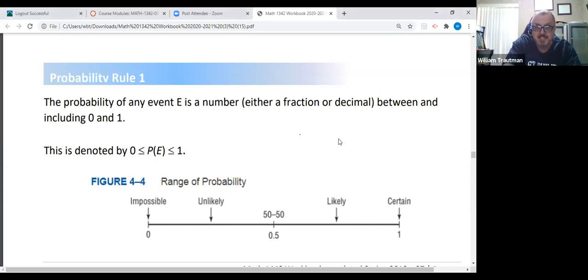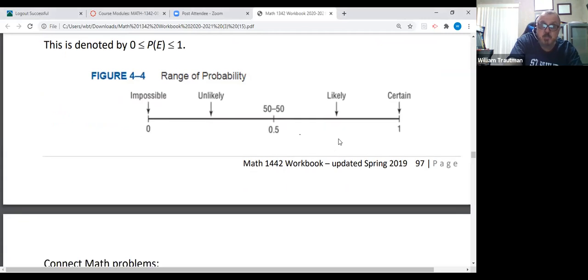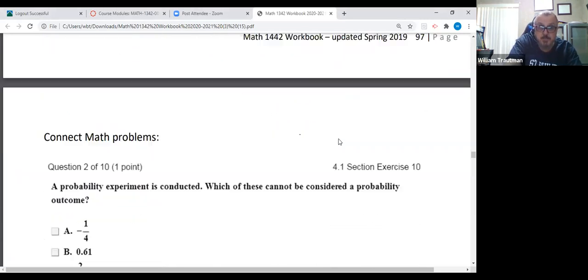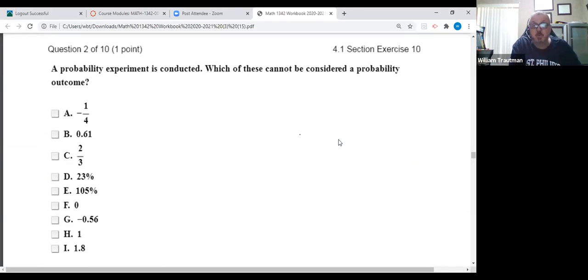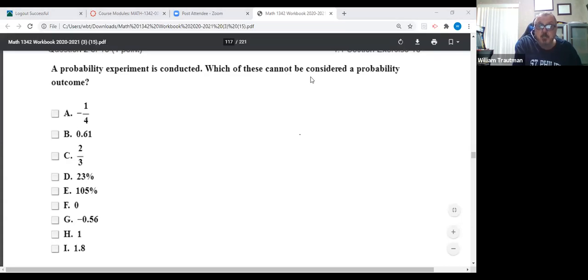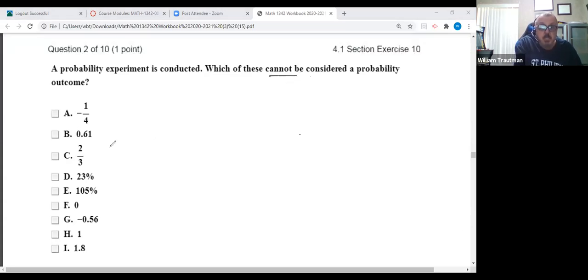All right. So all probabilities have to be between 0 and 1. By the way, this is a homework question that we're looking at right now. It said, a probability experiment is conducted. Which of these cannot be a probability? Negatives are not allowed to be a probability. So this is the answer.